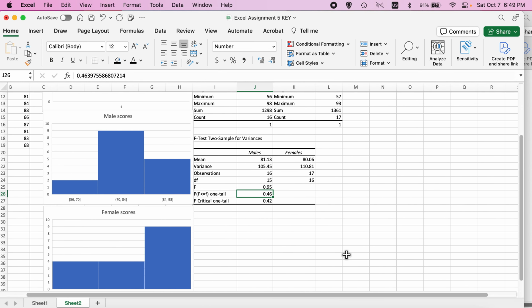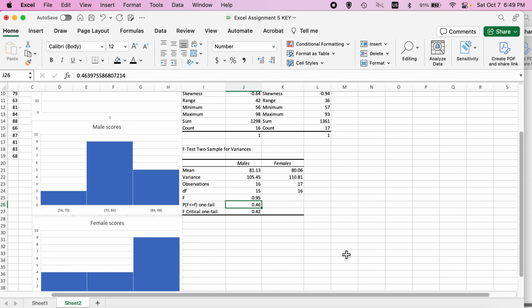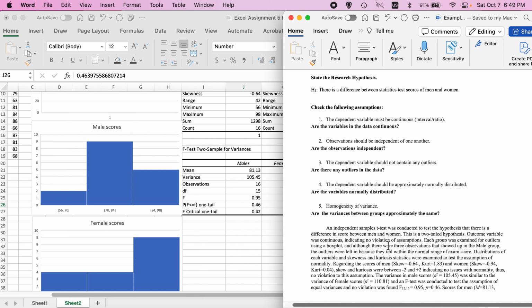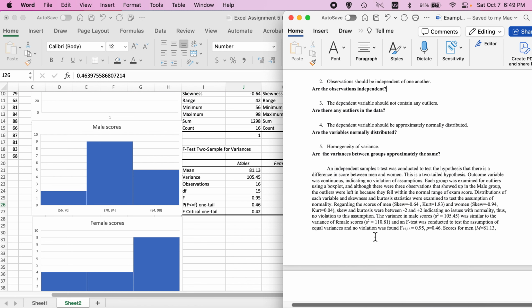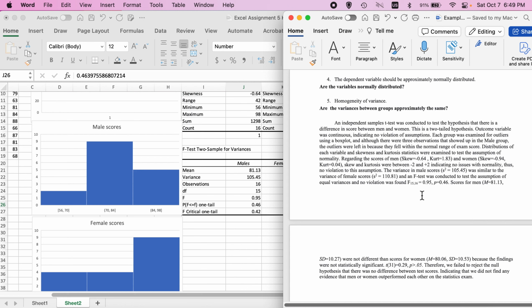These numbers are not significantly different from one another. Okay, so that's the goal here. And when we write this out, you do have to mention this as you are reporting what you did. The F-test was used and no violation was found.